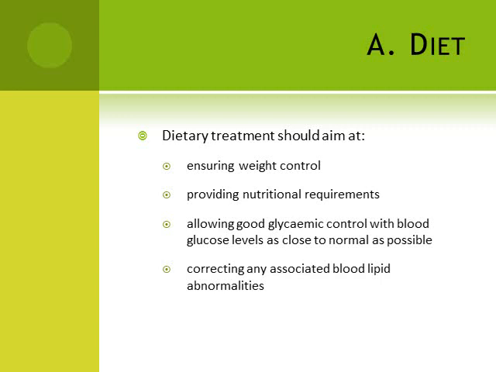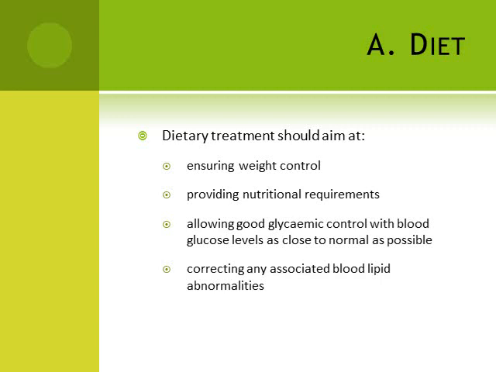So when we are going to plan dietary treatment, there are four things which should be kept in mind. Number one, the diet should ensure weight control. Number two, the dietary or nutritional requirements of the person should not be ignored. Number three, the diet being advocated should allow good glycemic control with blood glucose levels as close to normal as possible. By this it means that the diet being taken by the person should be low in glycemic index.